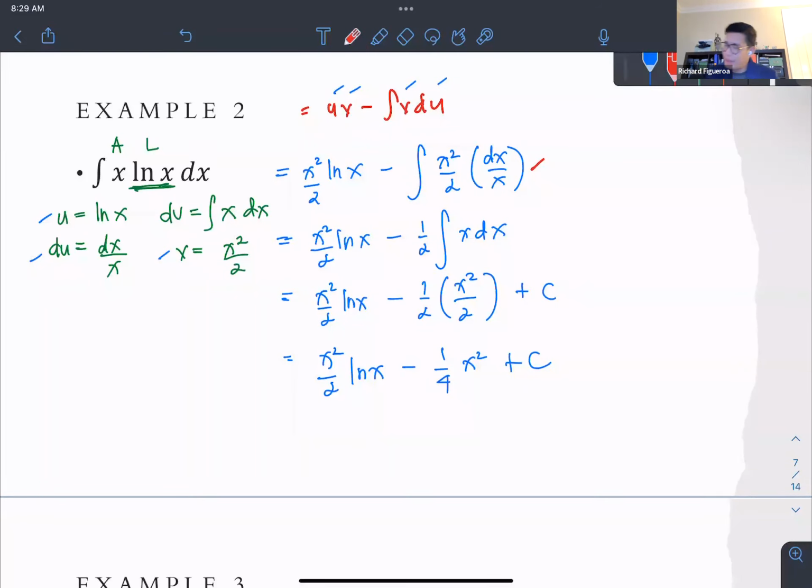Kasi ano siya, ang formula natin ito, di ba? UV. Yes po. Ang U natin is ln x. Ang V natin is x squared all over 2. So kaya x squared all over 2 ln x. Sir, yung v po natin x squared over 2 tsaka hindi po x. Ang U kasi natin it's ln x. Ang V natin it's x squared all over 2. Yun yung na-integrate natin. Hindi yung dv. Kasi itong x dx na to, that is dv.